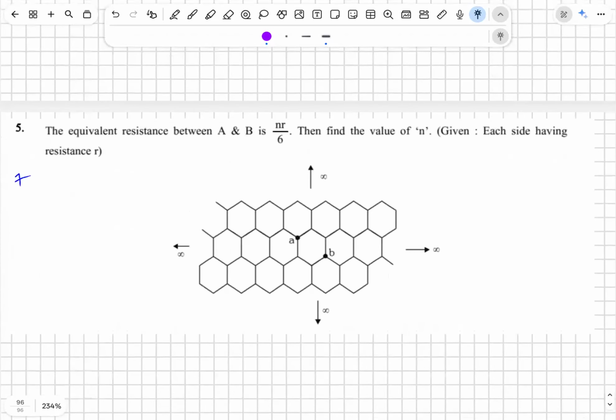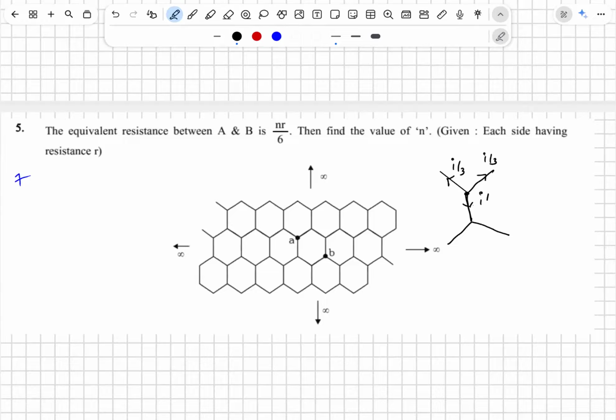First we will do this. Let me try. Equivalent resistance between A and B. If I take A as the source, from C, this is C, towards B, I by 12. I by 12.